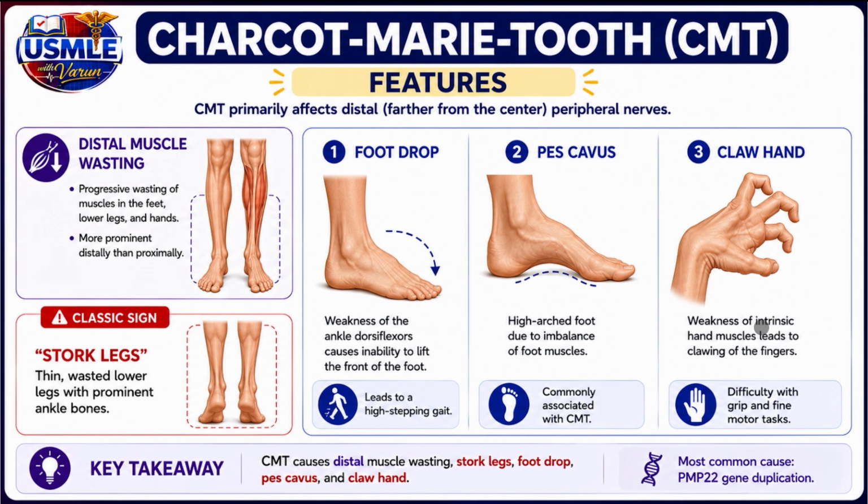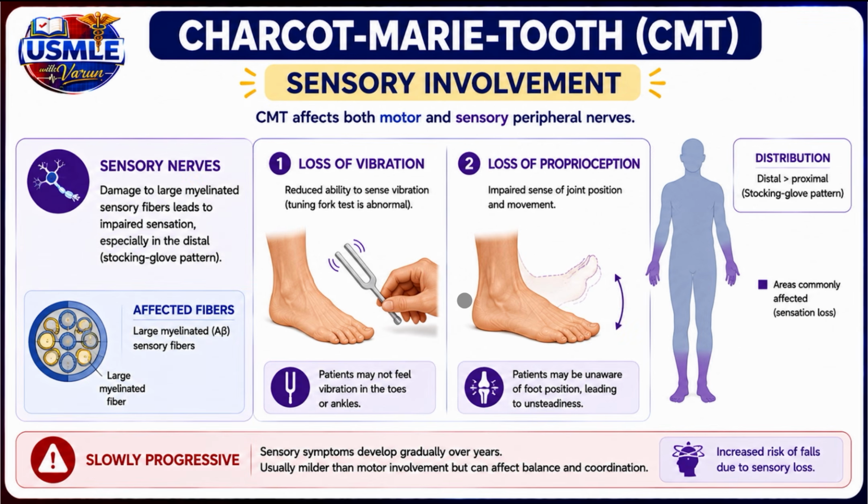Claw hand. There is weakness of intrinsic hand muscles, which leads to clawing of the fingers. There is difficulty with grip and fine motor tasks. CMT causes distal muscle wasting, stork legs, foot drop, pes cavus, and claw hand. The most common cause is duplication of the PMP22 gene. Sensory involvement includes loss of vibration and position sense. The disease progresses slowly over years, unlike acute neuropathies.